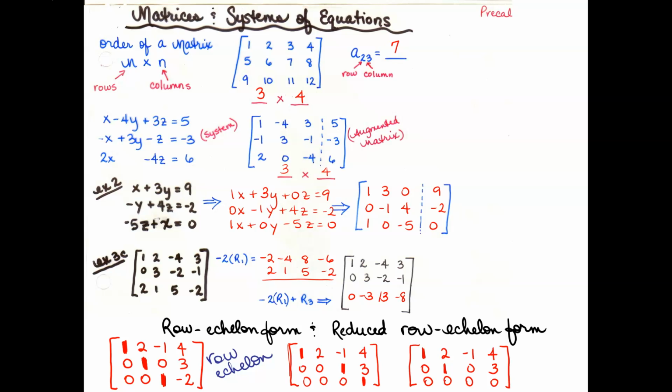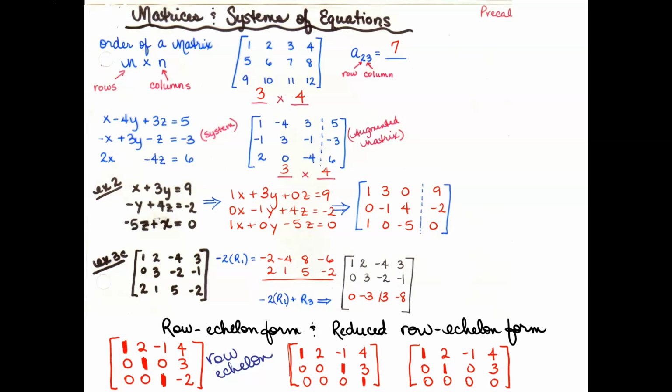So row echelon form is when you have a matrix where the first non-zero number in every row is a 1. So the first non-zero number is a 1, the first non-zero number is a 1, the first non-zero number is a 1.